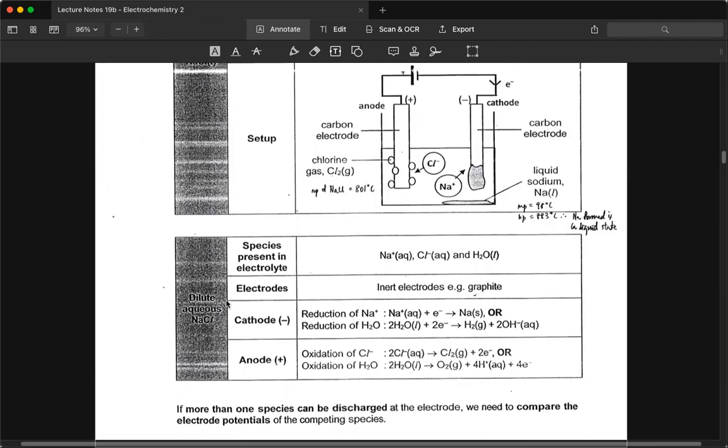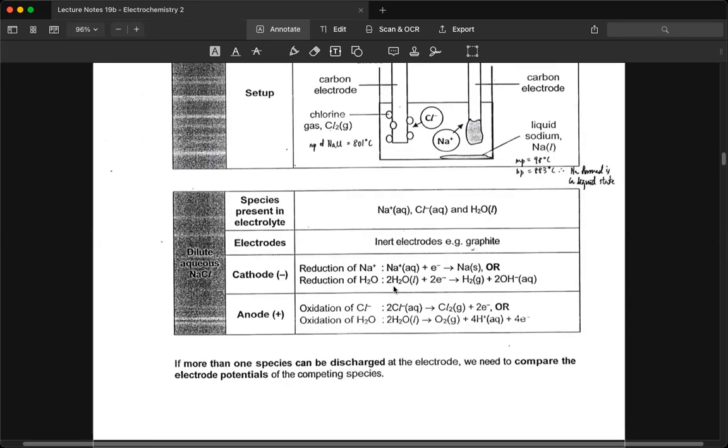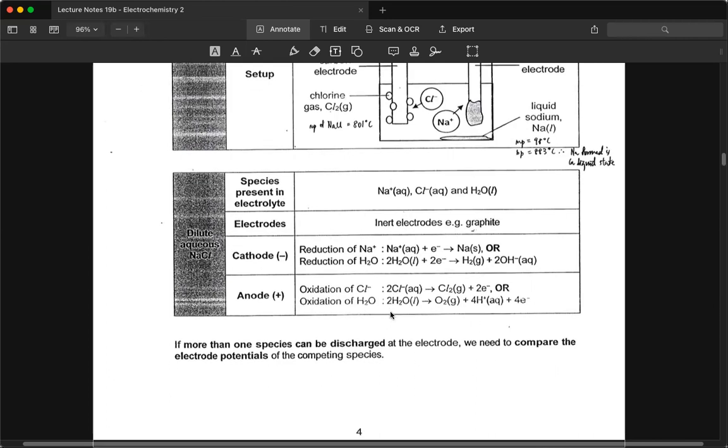If we look at aqueous sodium chloride, we need to consider the presence of water. At the cathode, we can have either the reduction of sodium ion or the reduction of water, where hydrogen gas is evolved and hydroxide ion is formed. At the anode, we can have either the oxidation of chloride or the oxidation of water, where oxygen forms as well as hydrogen ion.